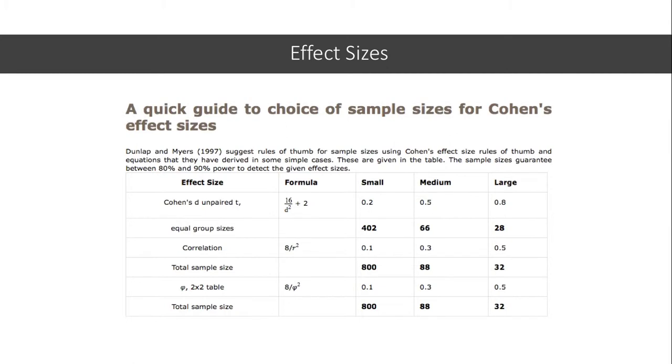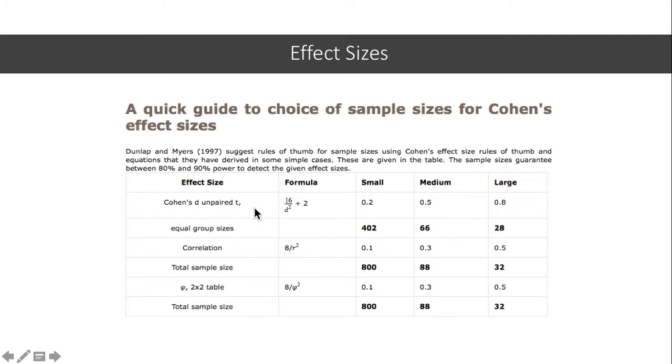Here's a quick guide to a choice of sample sizes for Cohen's effect size. Cohen was a statistician who developed these years ago. And these are some general rules of thumb that we can look at. And these sample sizes will guarantee between 80 and 90% power to detect the given effect sizes. You can see here are some formulas. I'm not going to go over those with you. So you have small, medium, and large effect sizes.